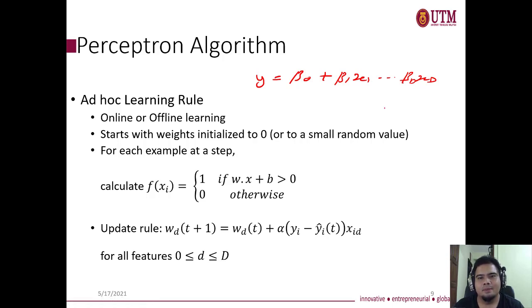The concept is similar. This is a linear equation, and later you will realize that we are using this b naught will become b, which represents bias, and the rest, beta 1 up until beta d, we change the notation from beta to w1 x1 until wd xd, where w represents the weight, and this one is bias.